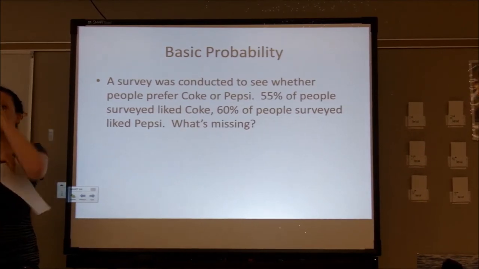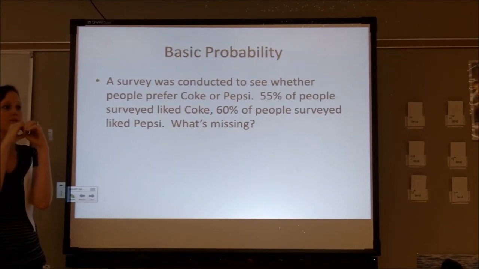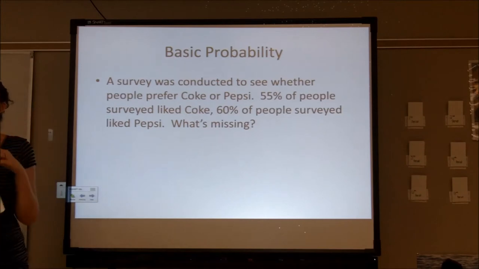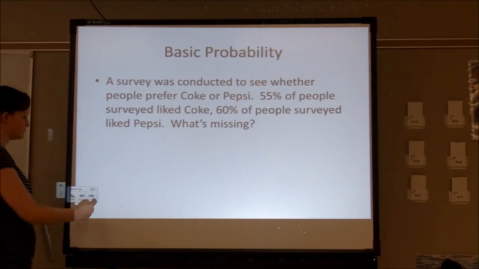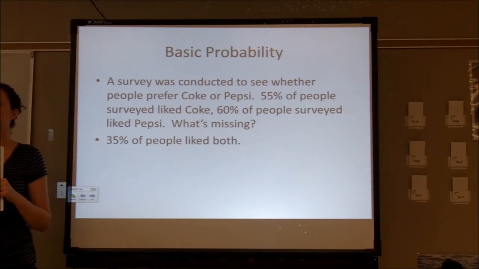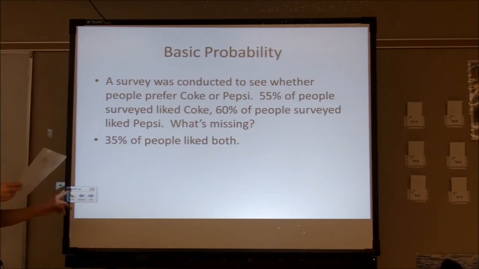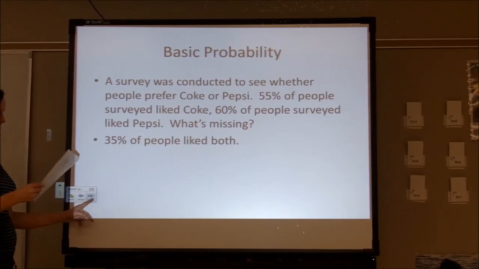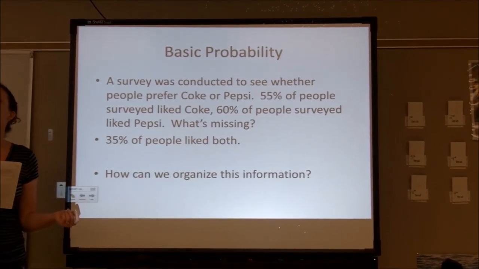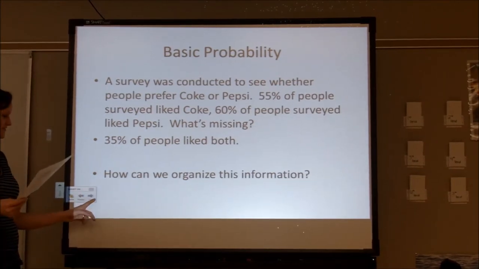So there is some Venn diagram overlap, and I gave it away. This is going to be a Venn diagram problem. Do we know that anyway? Of course. 35% of people liked both. How can we organize this information? I think I'm a Venn diagram too.